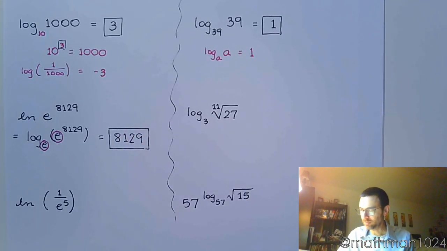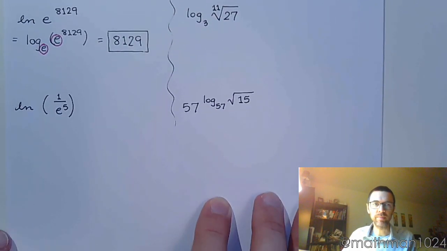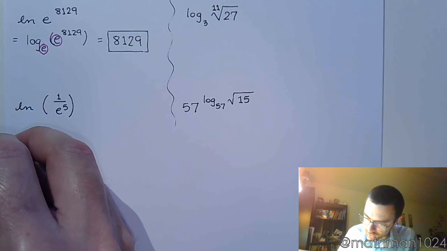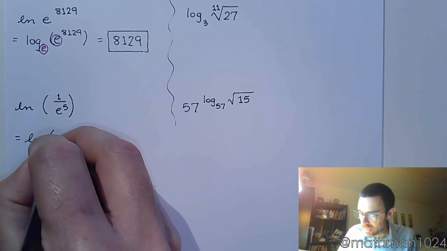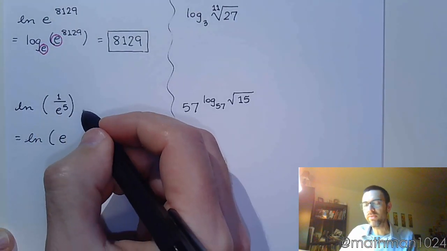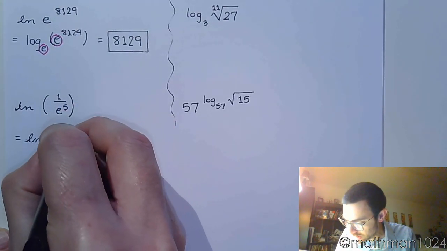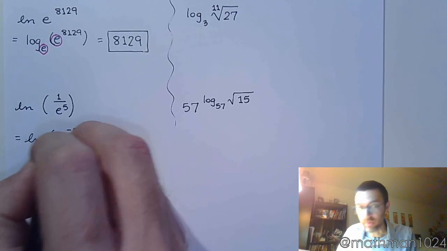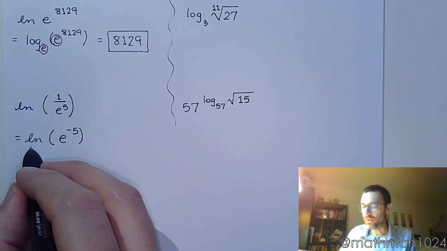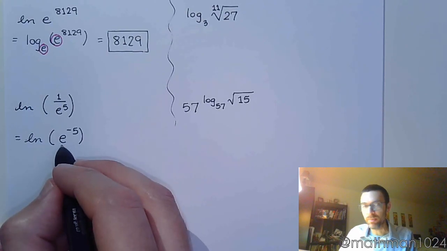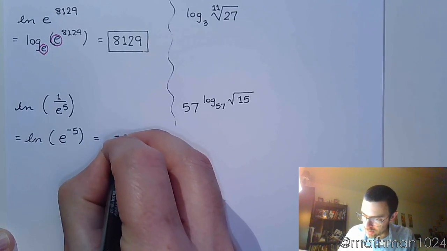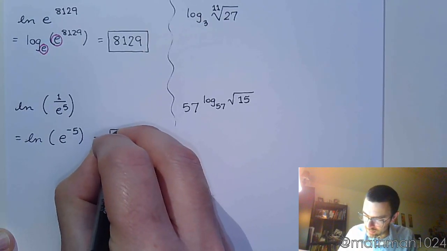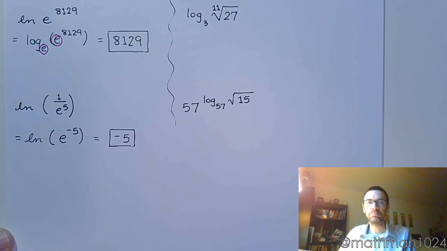Done and done. And while we're talking about natural log, let's talk about this guy down here. So we can rewrite this as the natural log of e, so it's e to the 5th in the denominator, which means it's e to the negative 5th, like that. And since we know that the base of the natural log is e, and the base inside here is e, then my answer is just going to be that power, which is negative 5. And that's it.